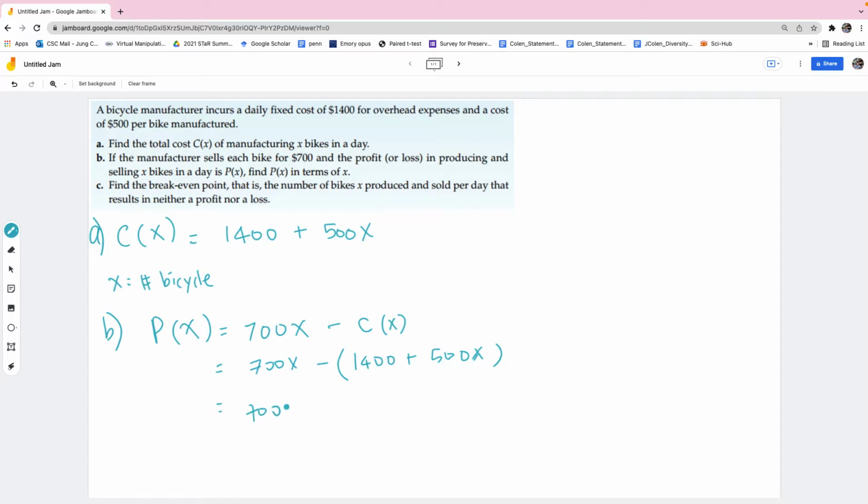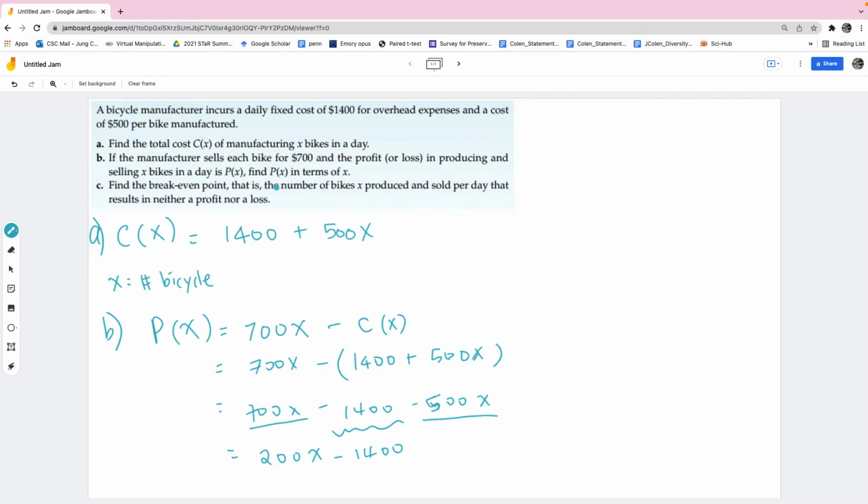So 700x minus each of these values, 1400 minus 500x. That is where the distributive property occurs. Okay. So now we have an x term here and an x term there, so we can combine them together. So 700x minus 500x will be 200x, and we still have minus 1400. That is the profit function that you can find.